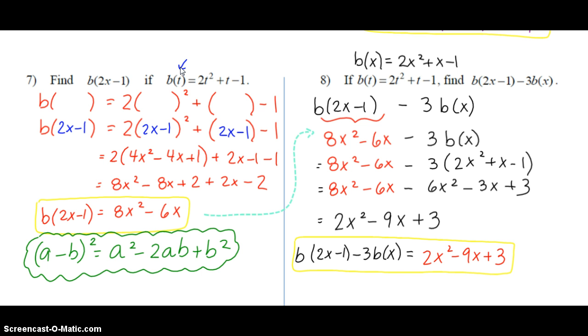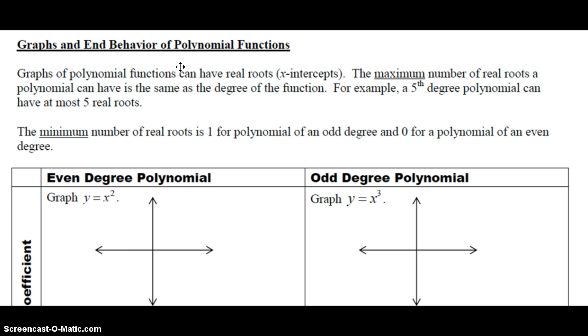So what we started out with, b of 2x minus 1 minus 3 times b of x, ends up not being as complicated as it started out looking. We do a simple substitution and then plug in x for t, simplify, combine like terms, and we come up with our answer. All right, we're going to shift gears just a teeny bit now. We're going to start to talk about, on the next page of notes, behavior of functions.